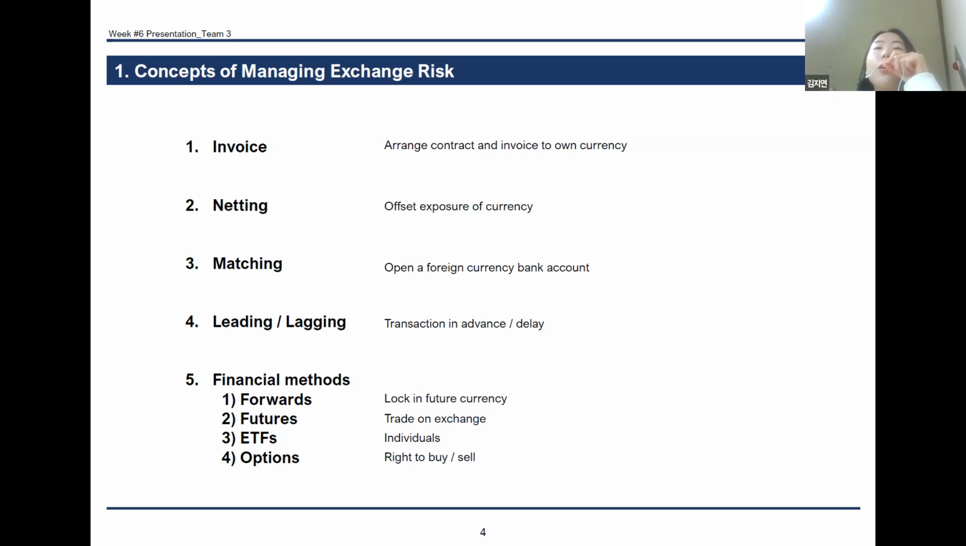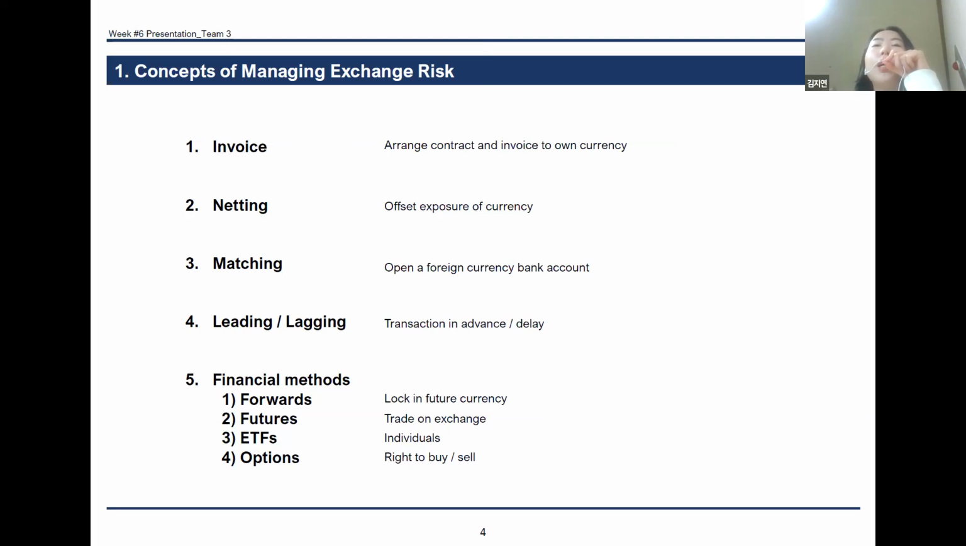Lastly, the financial methods. Hedging exchange risk can be dealt with several instruments, such as forwards, futures, ETF, and options. Forward hedging is locking in a future currency sale or purchase and can therefore result in exchange risk losses if the exchange rate moves in the opposite direction from that expected. They can be customized to specific amounts and maturities. However, the drawback is that they are not readily accessible to individual investors.